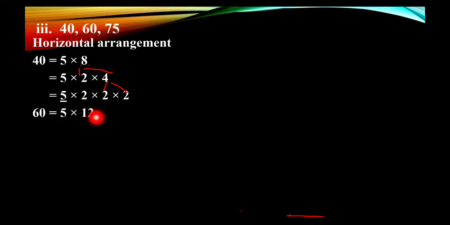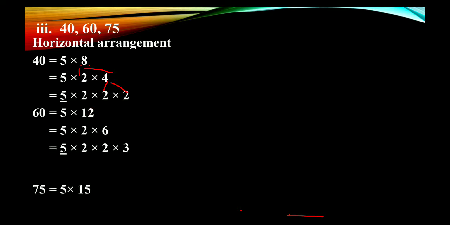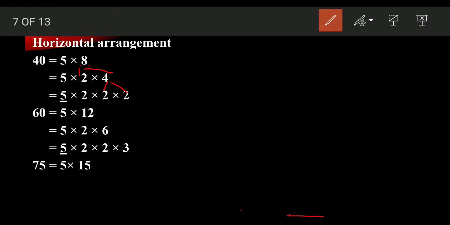Now 12 to be factorized, right? 12 can be factorized as 2 into 6. Now 6 can be factorized as 2 into 3. Don't think about where this 5 and 2 came from. We are just carrying them from the further step.